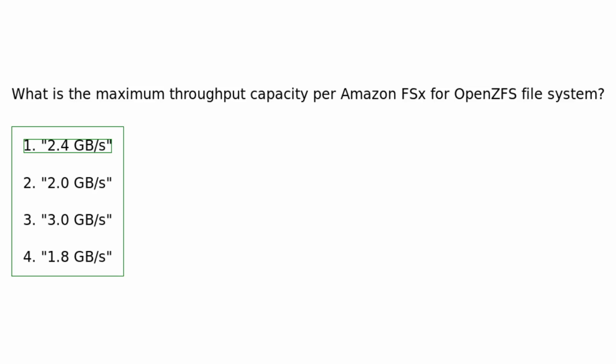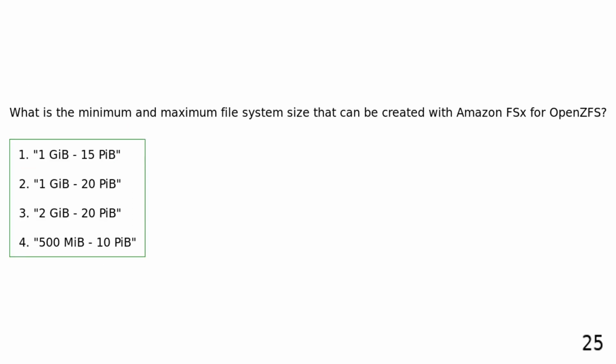What is the minimum and maximum file system size that can be created with Amazon FSx for OpenZFS? 1 GB, 15 PiB. 1 GB, 20 PiB. 2 GB, 20 PiB. 500 MB, 10 PiB. Amazon FSx for OpenZFS allows file systems to range from 1 GB to 15 PiB in size.